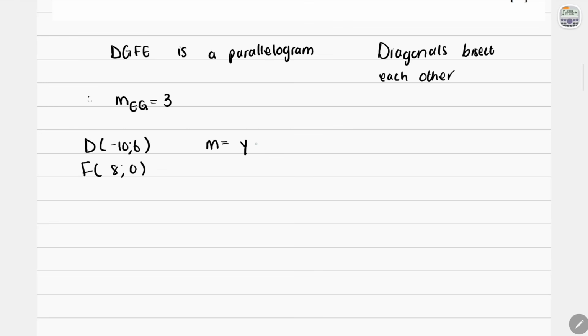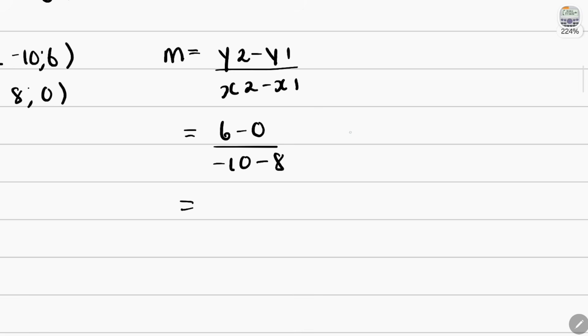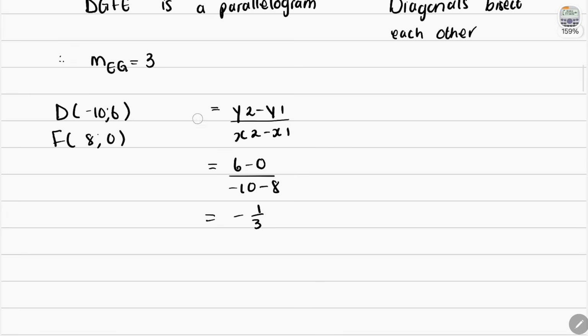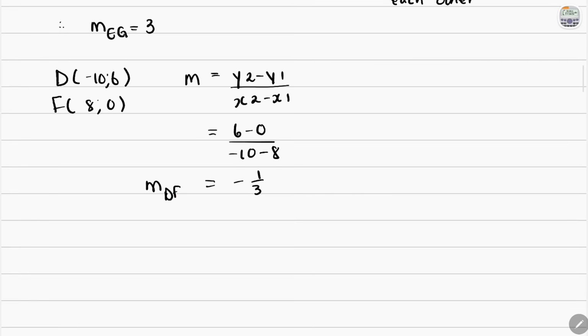The gradient is found by saying the change in y, so y2 minus y1 over x2 minus x1. So this is equal to 6 minus 0 over negative 10 minus 8. So this is positive 6, this becomes negative 18, and 6 goes into 18 three times. So this is negative 1 over 3. See how this makes a lot of sense. So the gradient of DF is negative 1 over 3.